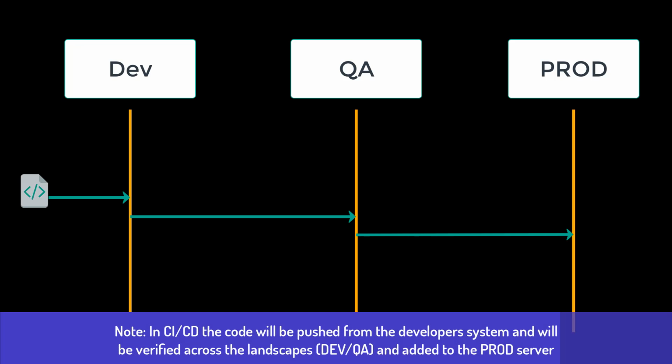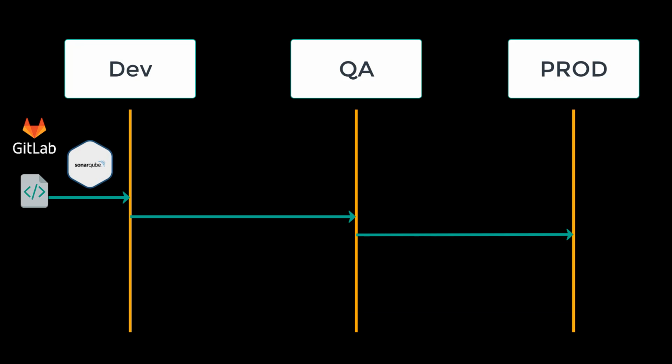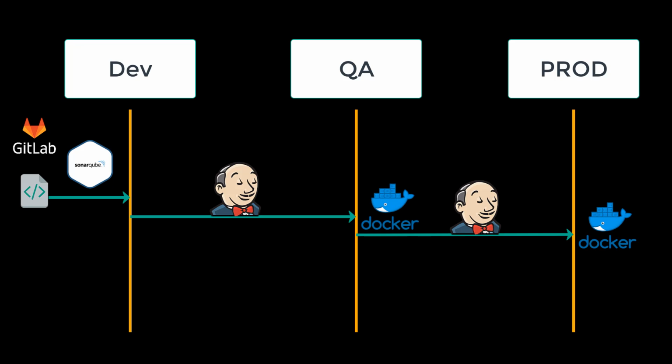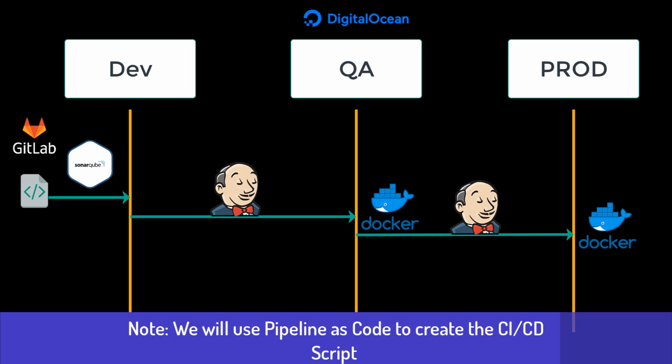The technology stacks that I'll be using are going to be GitLab SCM, Sonar for the code quality, Jenkins that will be helping us with the CI and the CD, and Docker that we will use for running and the deployment of the applications, and DigitalOcean will provide us the cloud instance for creating the dev, QA and the prod server. Also guys, I'll be using pipeline as code for creating the whole pipeline script.